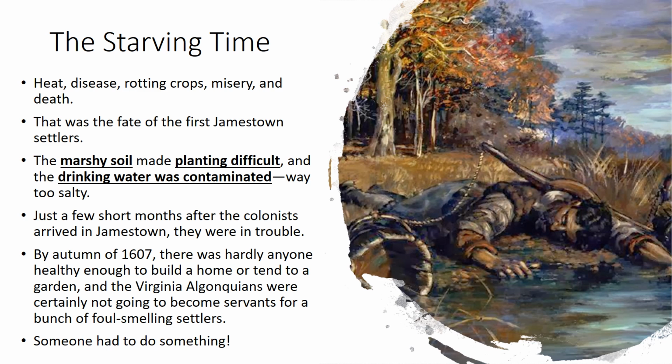Just a few short months after the colonists arrived in Jamestown, they were in trouble. By autumn of 1607, there was hardly anyone healthy enough to build a home or tend to a garden, and the Virginia Algonquians were certainly not going to become servants for a bunch of foul-smelling settlers. Someone had to do something.